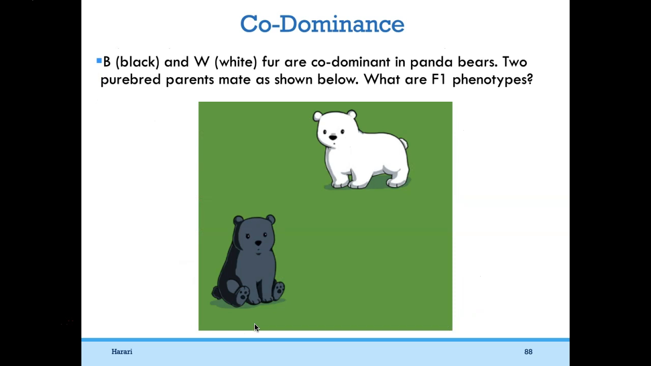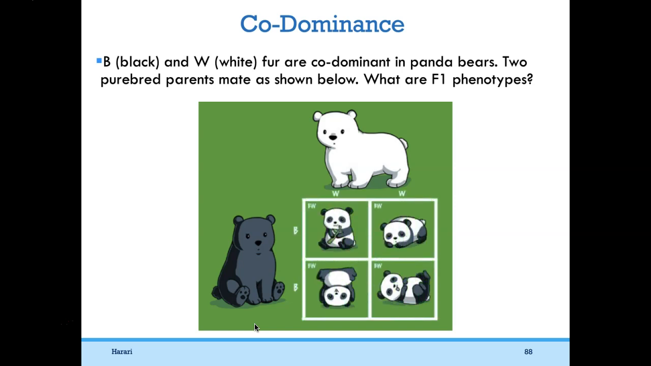So let's do one more problem. A black and a white fur panda bear are mated, and black and white fur are codominant. What are the F1 phenotypes? Will they be gray? Will there be 3 whites to 1 black? Will it be all black, 50-50? No. It'll be 100% black and white panda bears.